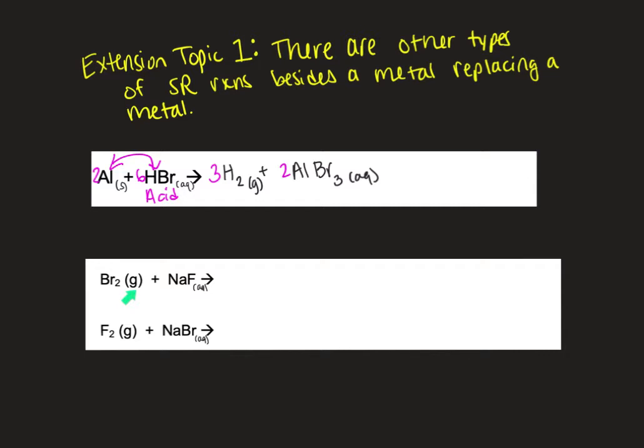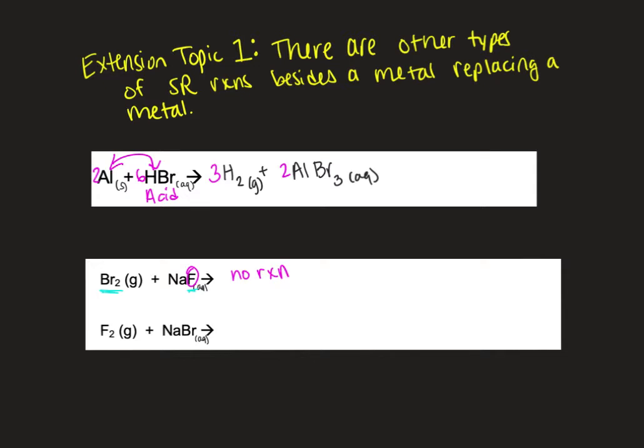Down here, we have a couple of reactions that are not a metal replacing a metal. In fact, if you look at the things that are most similar, it's going to be your halogens. Knowing that fluorine is the more reactive, you ask yourself, is it already part of a compound? The answer is yes. So this is actually going to be a no reaction.